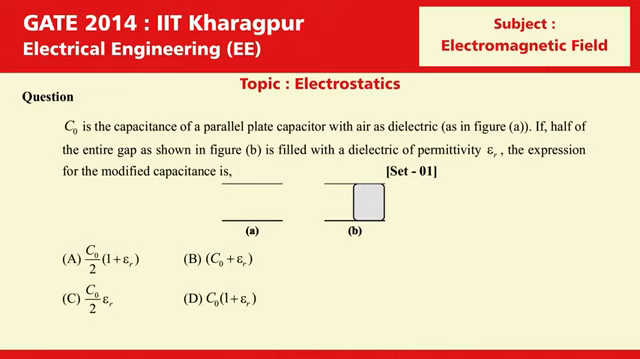C0 is the capacitance of a parallel plate capacitor with air as dielectric as shown in figure A. If half of the entire gap as shown in figure B is filled with a dielectric of permittivity epsilon r, the expression for the modified capacitance is: option A, C0 by 2 into 1 plus epsilon r; option B, C0 plus epsilon r; option C, C0 by 2 into epsilon r; and option D, C0 into 1 plus epsilon r.